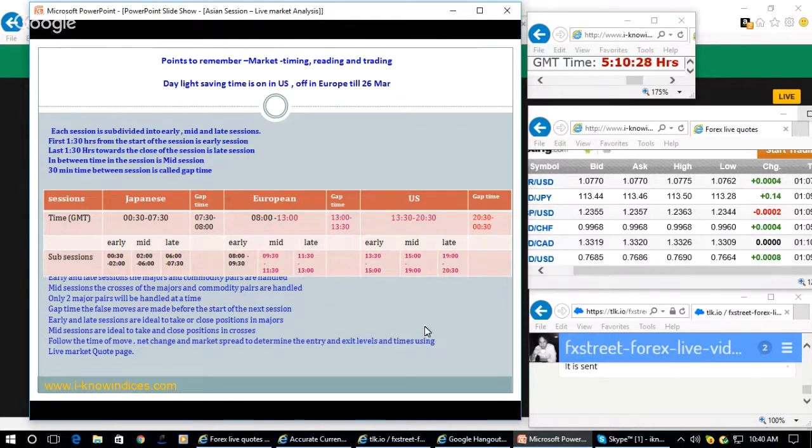Then this is the market timing. As the daylight saving system is on in US, you find that the US session is from 13:30 to 20:30 GMT. The gap time is 13 to 13:30 GMT. So the European session is reduced by 1 hour till next week. From 26th onwards, Europe is also going to follow the daylight saving time. Then afterwards, the European session will start at 7:30 GMT.